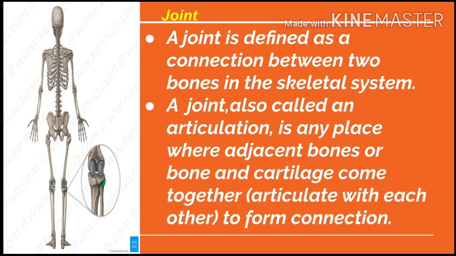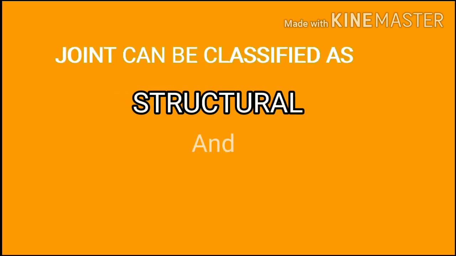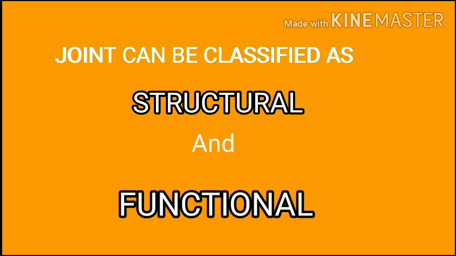So what is a joint? A joint is found where the bones meet. It is a connection between the two bones in the skeletal system. A joint is also called an articulation. Okay, now let's go to the classification of joints. Joints can be classified either by their structural or by their functional classification.